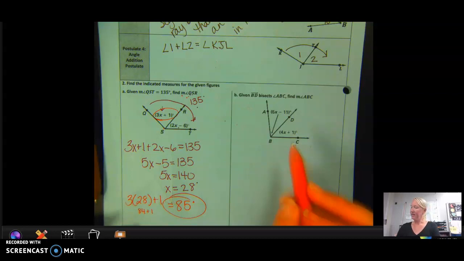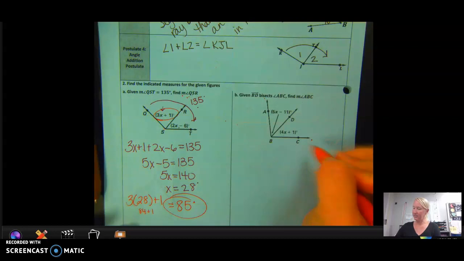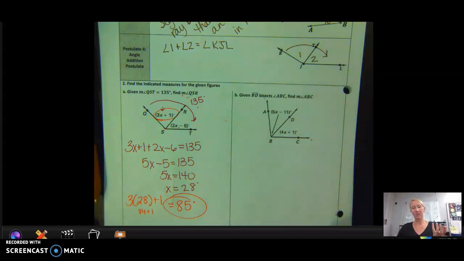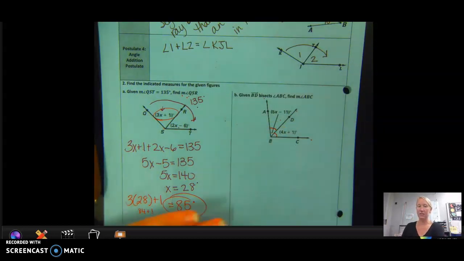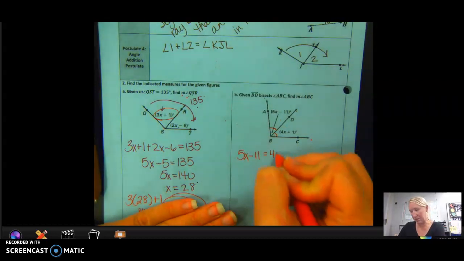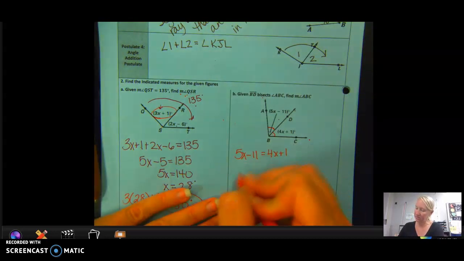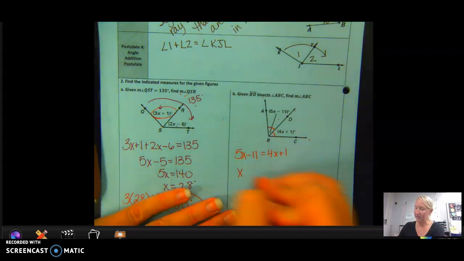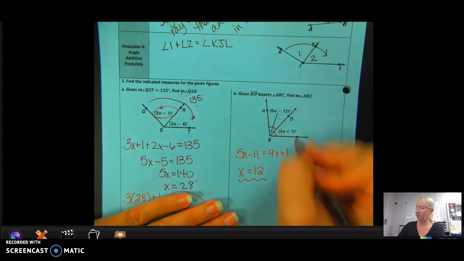Okay? Here, given that BD bisects angle ABC, find the measure of A to B to C. Okay, before we can find the measure of A to B to C, we're going to have to find x. This bisects it, which means that this angle is congruent to this angle, so I'll put the little arcs in. That also means that 5x minus 11 equals 4x plus 1. I'm going to do opposite operations to get x by itself, so I subtract 4x from both sides and I get x. I add 11 to both sides, so I get x equals 12. Once I find that, I'm going to plug it back in. Does not matter which one I do, so I'm going to plug it into this guy.